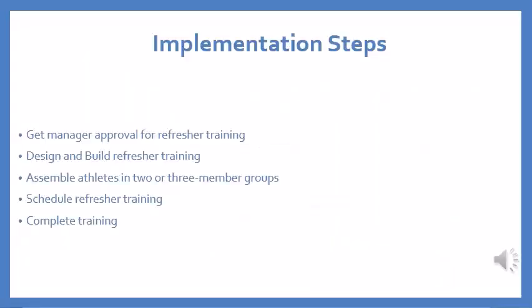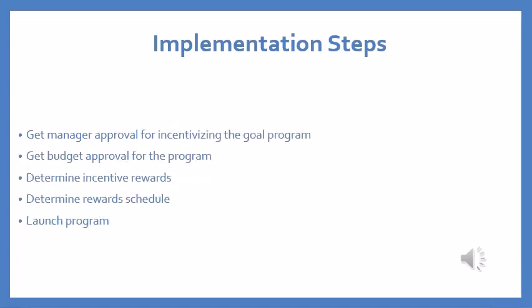The next hurdle in the workplace problem resolution is the implementation steps. Get manager approval for the refresher training, design and build refresher training, assemble athletes in 2 or 3 member groups, schedule refresher training, and complete the training. For the incentivizing program, the implementation steps are: get manager approval for incentivizing goal program, get budget approval for the program, determine incentive rewards, determine rewards schedule, and launch the program.